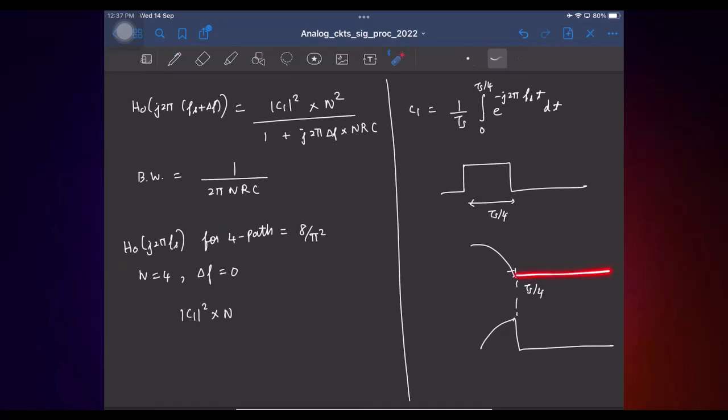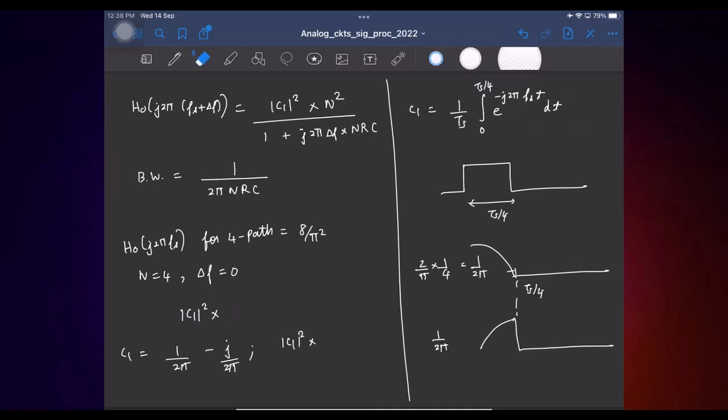But this waveform is 0 for the remaining Ts. So it's basically 2 by pi, and since the time period is 4 times longer, it's 1 by 4. Okay, this is 1 by 2 pi. Same for this also, right? 1 by 2 pi. So my C1 is basically the average of cos, which is 1 by 2 pi, minus j times the average of sine, that is also 1 by 2 pi. So if I compute mod C1 square times N, N is basically 4, right? Sorry, it was N square. Yeah, so this is 16. So 16, and so this is basically 16 times 4 pi square times 2. Maybe something. Yeah, fine.